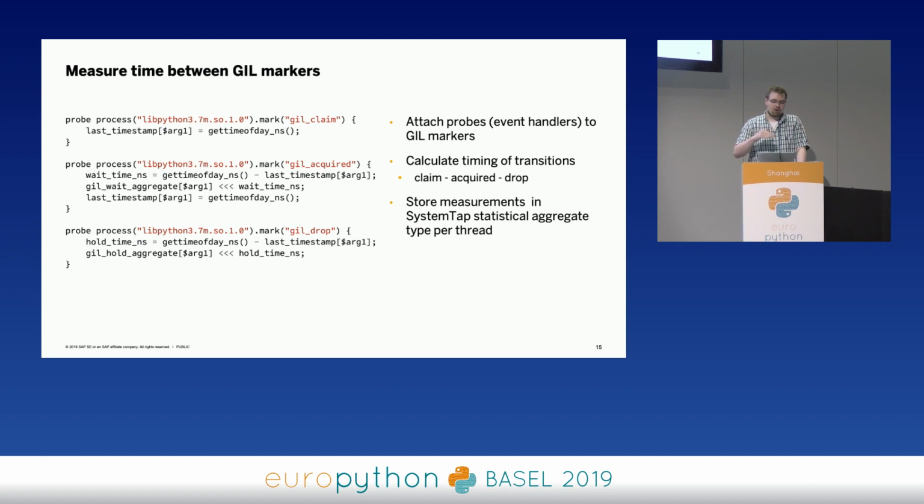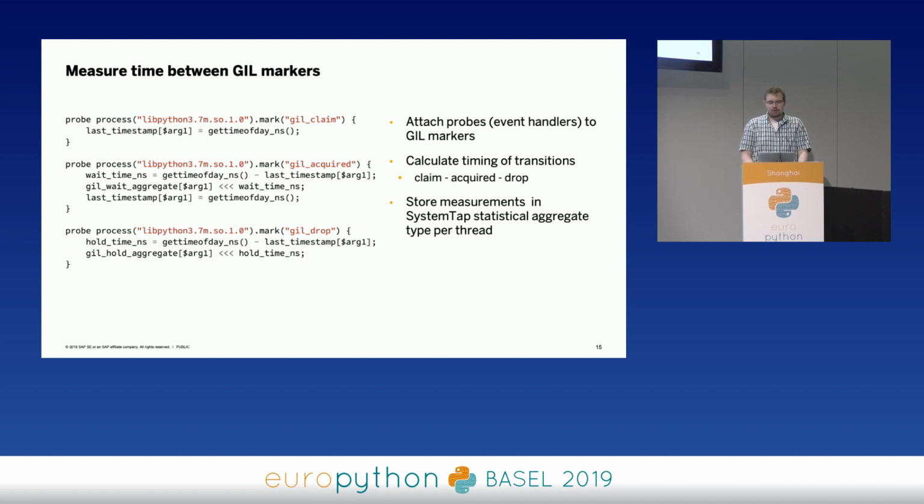And for example, if we now go in the GIL claim part, so a thread would like to acquire the GIL, we'll measure the time of day in nanoseconds and store that in a hash map of SystemTap. As key, we are using the thread identifier. If we now acquire the GIL, we can calculate how long it takes until the thread acquired the GIL, and also store that in another data type of SystemTap, which is an aggregate, which allows us to get some statistics out of SystemTap. So, for example, distributions in the form of a histogram or an average and so on. And the same thing we also do for the GIL drop, where we can then calculate how long we actually hold the GIL.